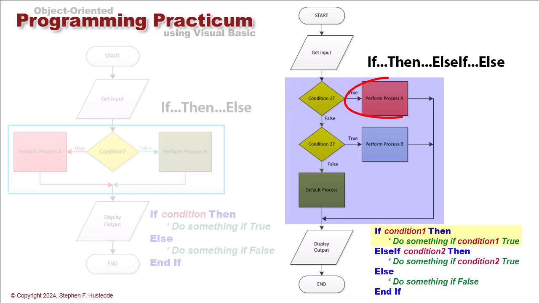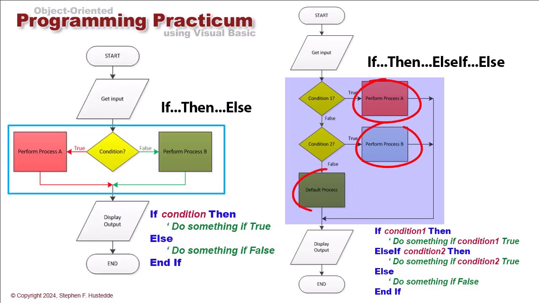If it's true, we're going to perform process A. However, if it's not true, we're going to evaluate a second condition, which we'll call condition 2, and if that's true, we will perform process B. And if neither of those are true, then we'll execute the else fork for the default process. So this gives us three different forks.